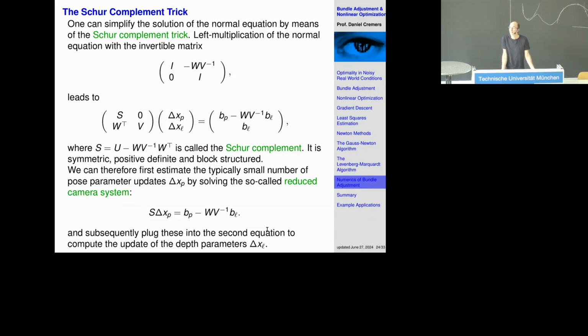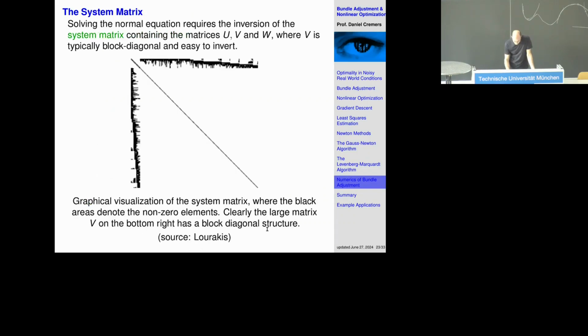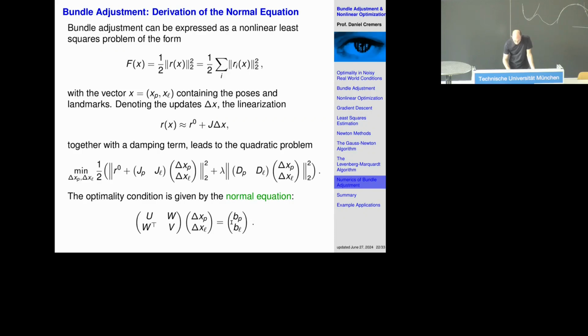Yes? What does bp and bl mean? bp and bl is from here. I didn't write it out, but if you take this loss function and set the derivative to 0, you get a linear equation system. This is a loss function, and that is a function of the update parameters, delta xp and delta xl. And then we want to minimize this in delta xp and delta xl.